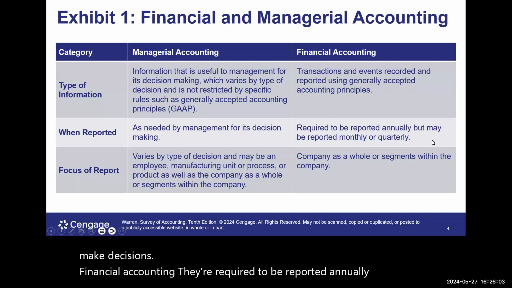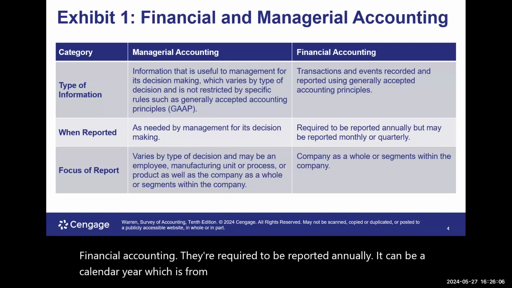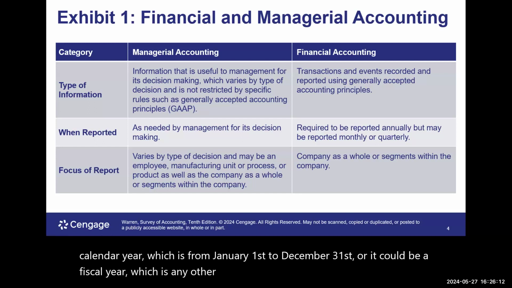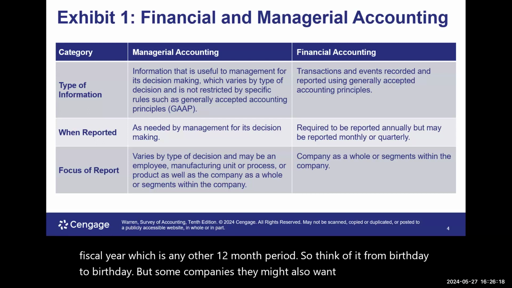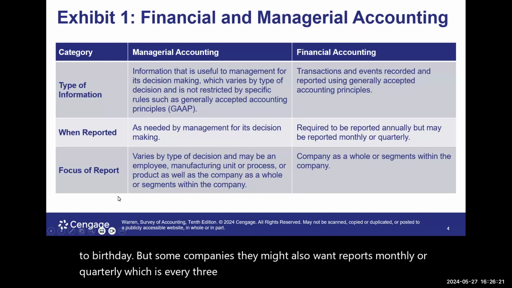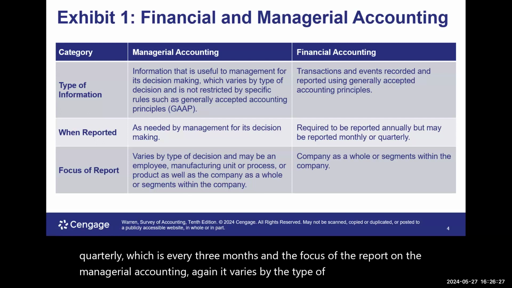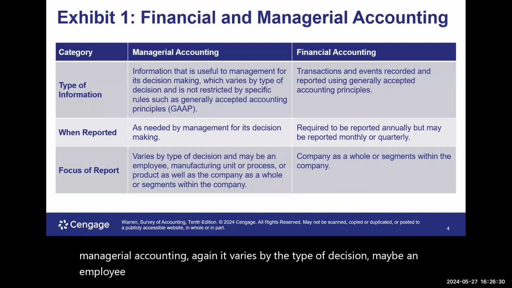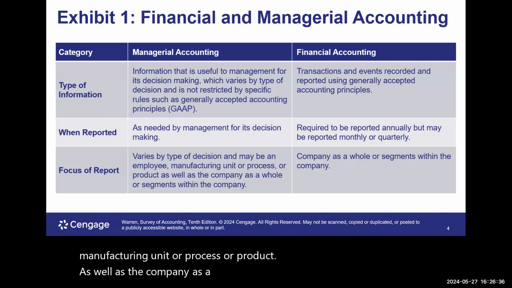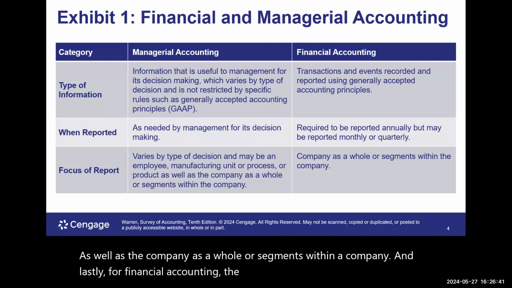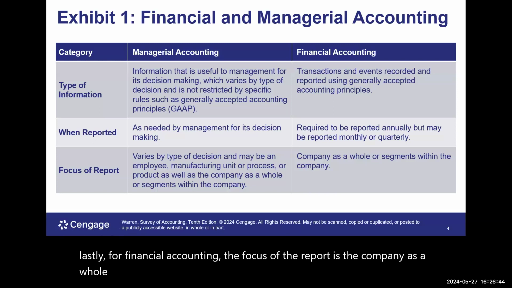It could be a calendar year, which is from January 1st to December 31st, or it could be a fiscal year, which is any other 12-month period. So think of it from birthday to birthday. But some companies might also want reports monthly or quarterly, which is every 3 months. And the focus of the report in managerial accounting, again, varies by the type of decision. Maybe an employee runs the report. Maybe it's based on a manufacturing unit or process or product, as well as the company as a whole or segments within a company. And lastly, for financial accounting, the focus of the report is the company as a whole or segments within the company.